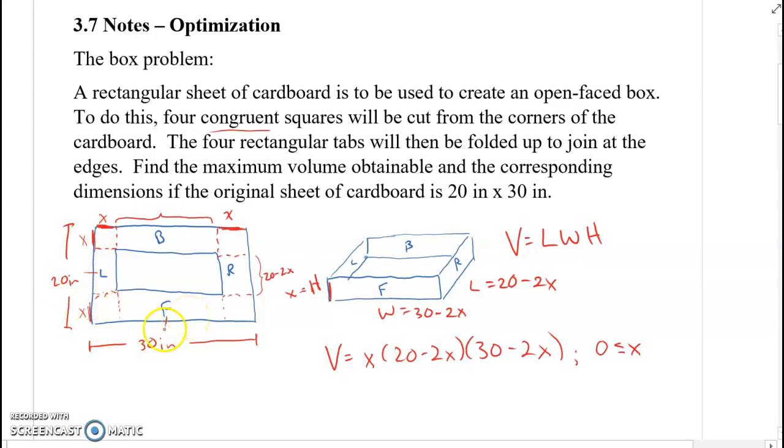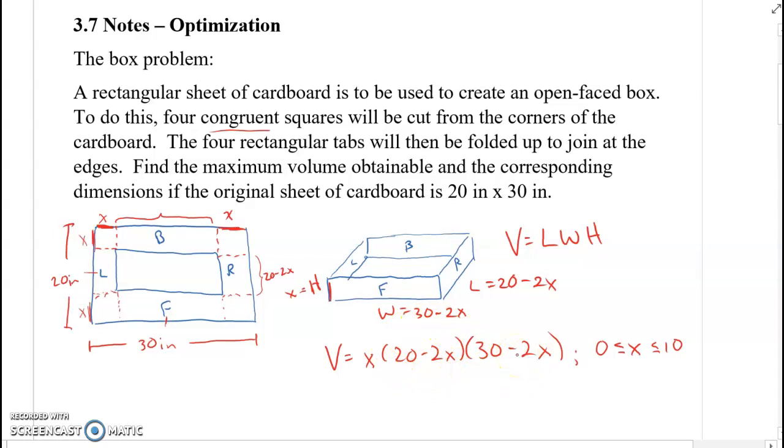But by the time we get to 15, we've already messed up this side over here. The most we can actually let x be is half of that smaller side. So half of 20 is 10. And in fact, if we let x equal 10, what happens? Well, that means that we don't have a box anymore, right? We cut the 20s out, and we're left with no more left or right flaps. And that, again, makes perfect sense. If we let x equal 10, we get 10 times 0 times 10.